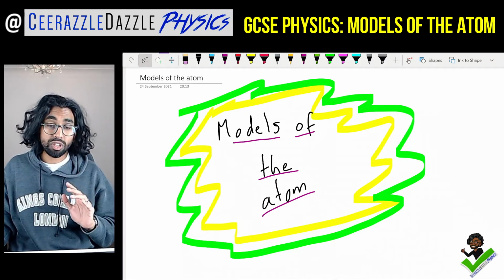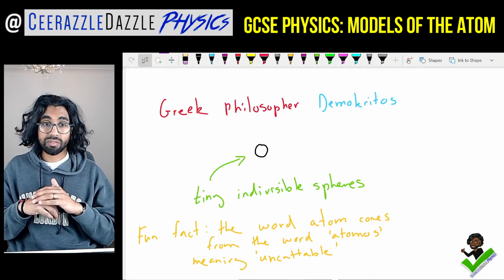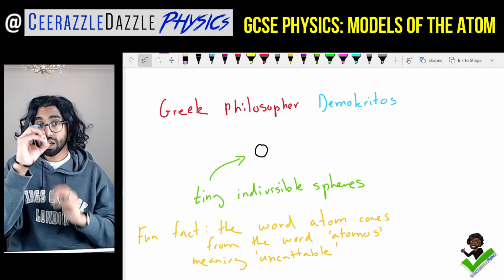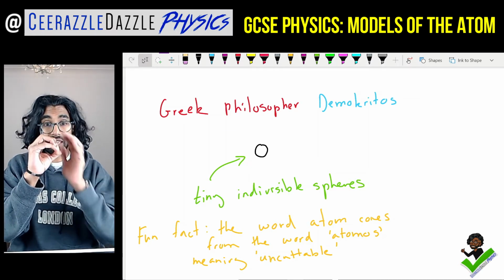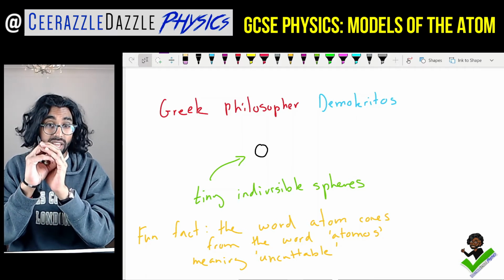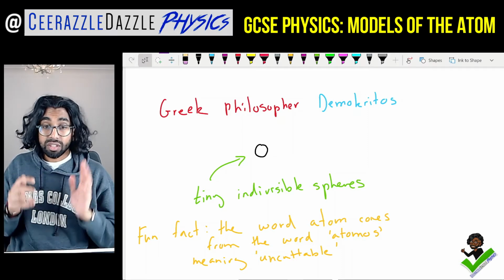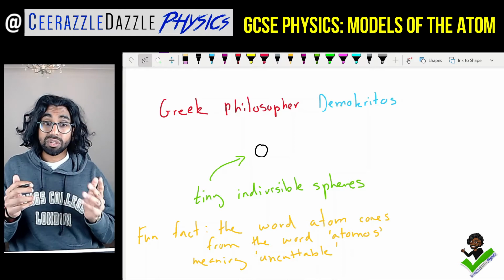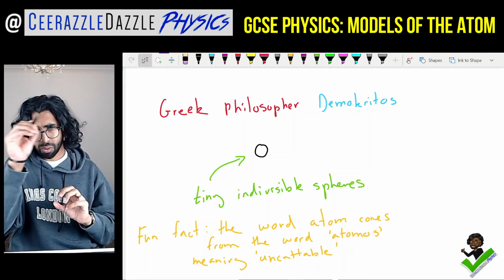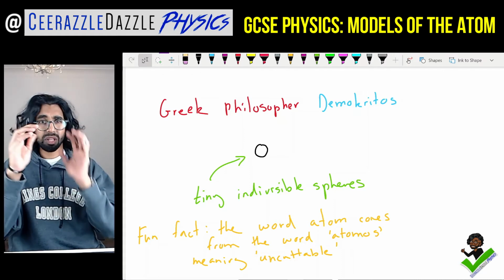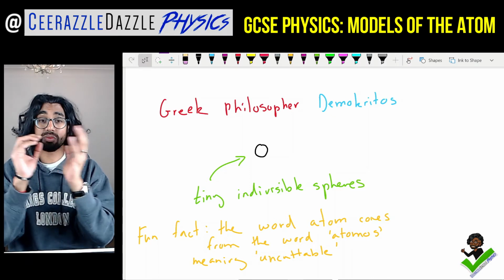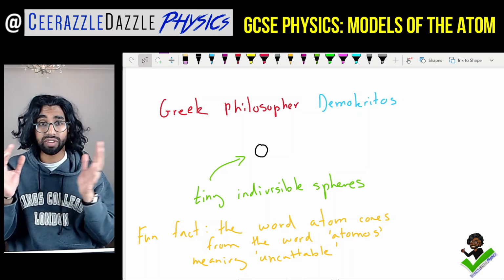So the first one is going to be this. Okay, so here is the first one. The Greek philosopher Democritus proposed that everything was made up of tiny, indivisible spheres, and this was the first model of the atom. Fun fact, the word atom comes from the word atomos, which means uncuttable. So this was the first model. Hopefully you've seen that. You've probably drawn particle diagrams before. It was round, spherical, and it was indivisible. This was the first idea behind the model of an atom.